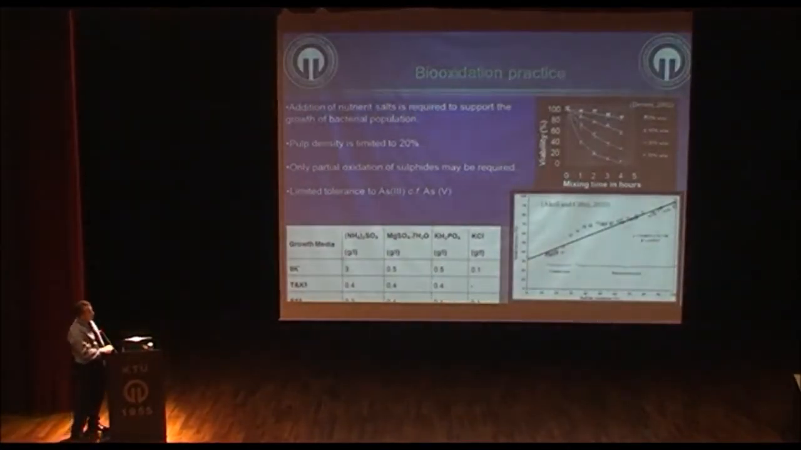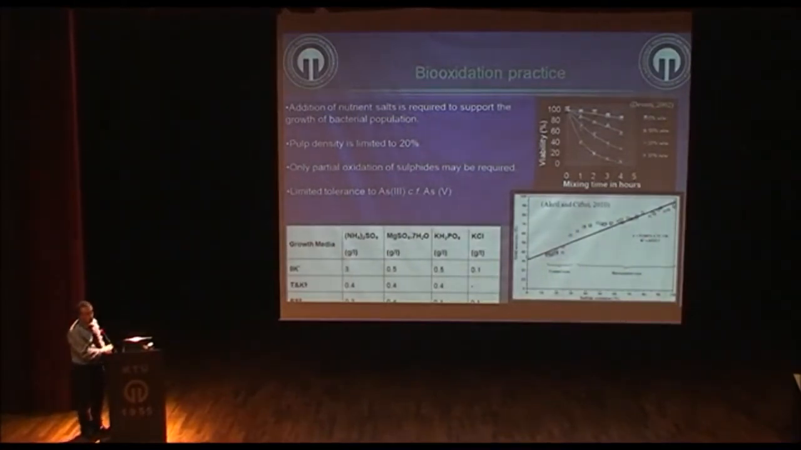The addition of nutrient salts is required to support the growth of the bacterial population, nutrients in the form of salts like ammonium salts, potassium salts, and phosphorus salts are added to support the bacterial growth. Pulp density is limited to around 20%. The main reason for this limitation is the availability of oxygen, or the transfer rate of oxygen to the system.